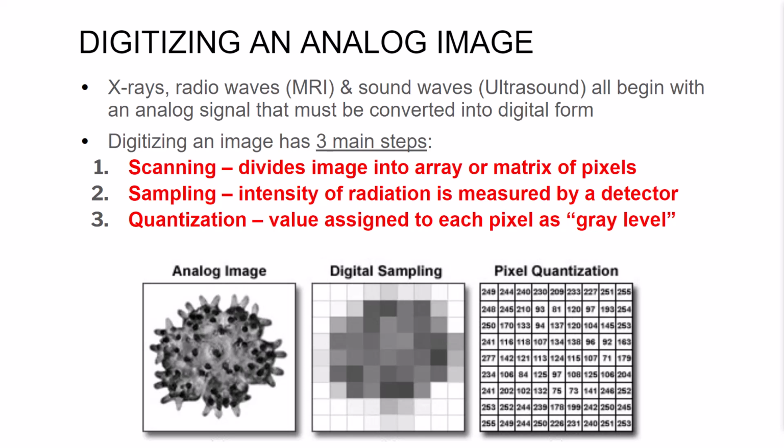Diagnostic imaging converts various forms of electromagnetic energy into visual representations of human anatomy. X-rays for our purposes, radio waves for MRI, and sound waves in sonography all begin with an analog signal that must be converted into a digital form in order for us to see the images on our monitors. This occurs in three main steps: scanning, sampling, and quantization.